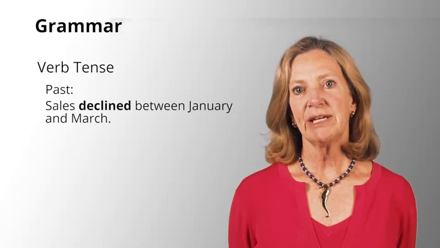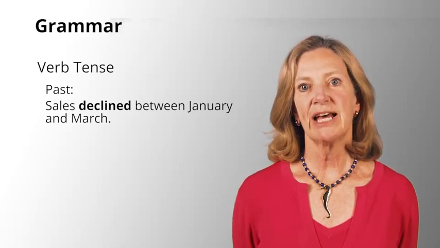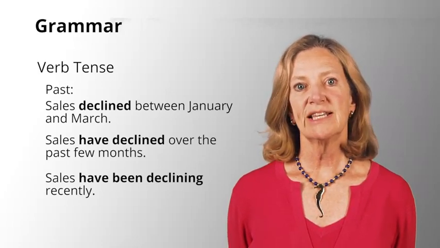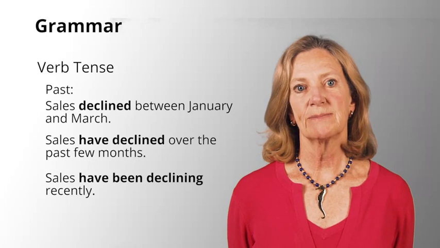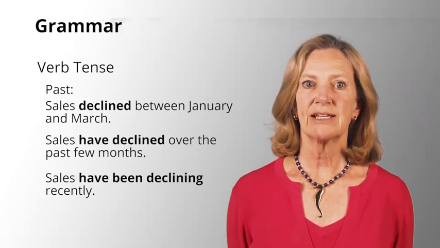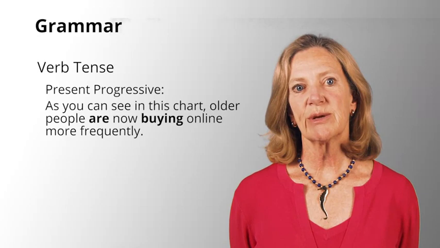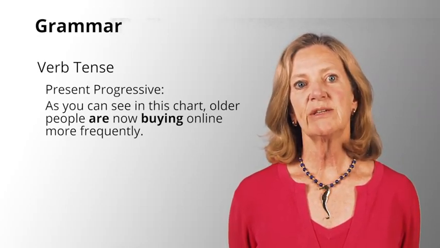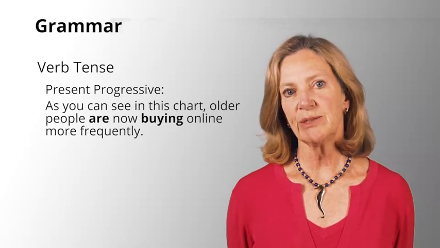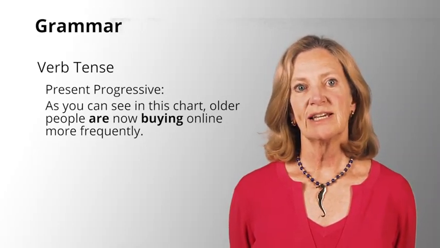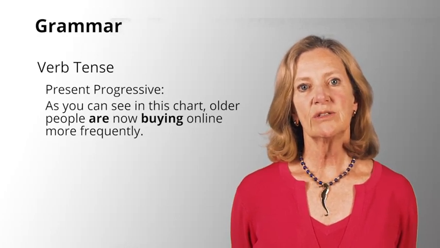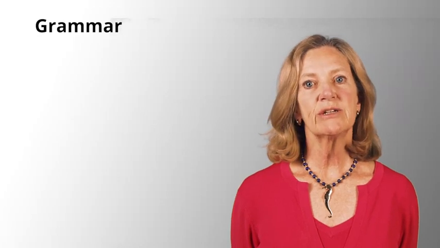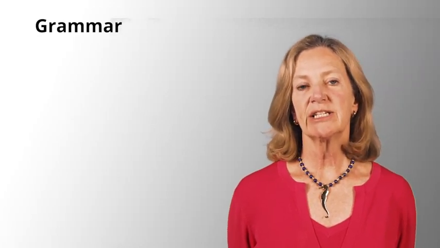If the trend is still happening or had no definite time in the past, use the present perfect or the present perfect progressive. Sales have declined over the past few months. Sales have been declining recently. Sometimes you're describing a trend or change that's taking place right now. Then you might use the present progressive to show that it's a situation that's still in progress. As you can see in this chart, older people are now buying online more frequently. And be sure, no matter which verb tense, that the subject and verb agree.